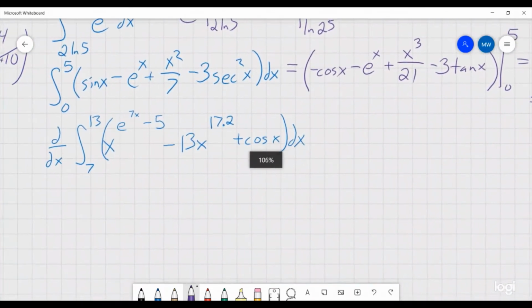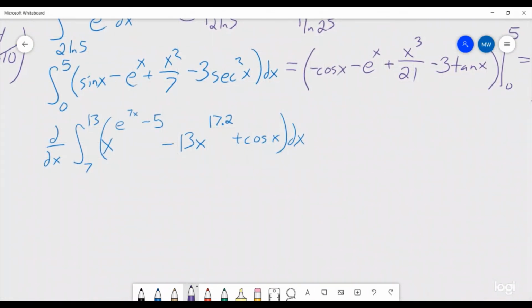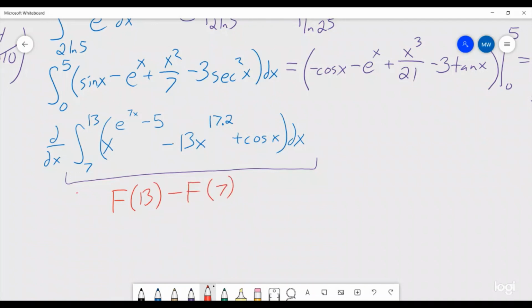Okay, now for this last one. We need to take the derivative of all of that. Well, we might want to say, well, we have these fractions, so maybe those just cancel, and we're left with that. But that's actually not true, because that's going to be antiderivative at 13 minus some antiderivative at 7.